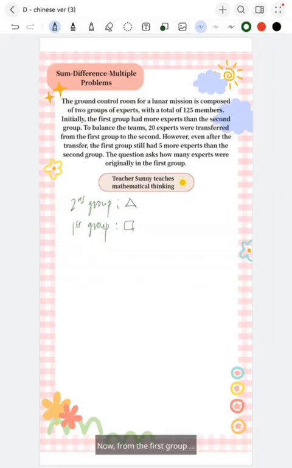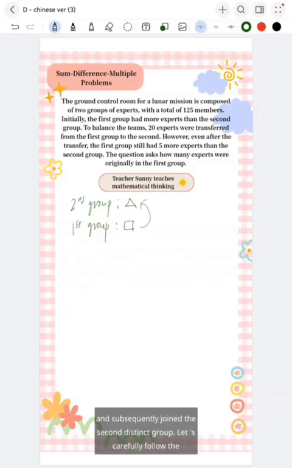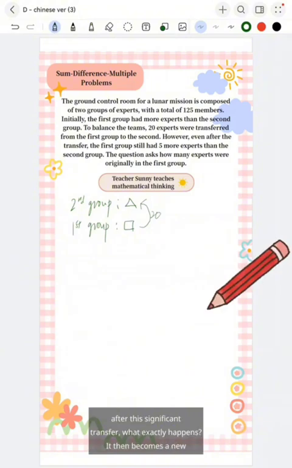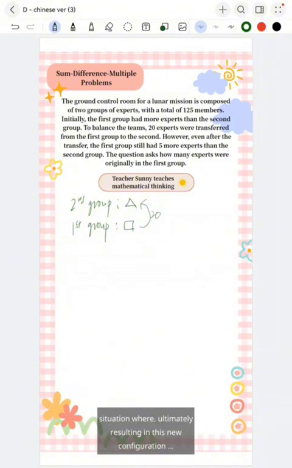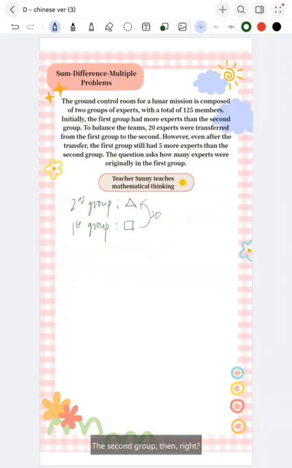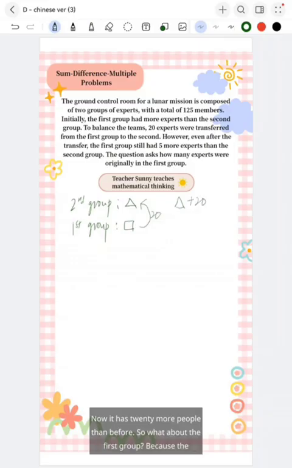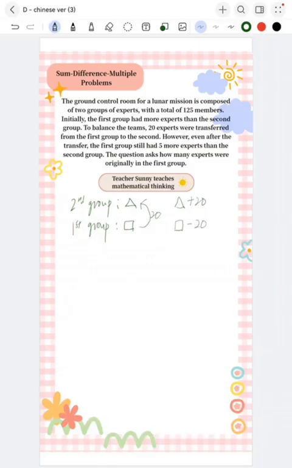Now from the first group, 20 people moved to the second group. In other words, precisely 20 individuals departed from the first group and joined the second group. Let's carefully draw it out. So, after this transfer, what happens? The second group now has 20 more people than before. So what about the first group? Because the second group took them, doesn't that mean the first group has 20 fewer people?